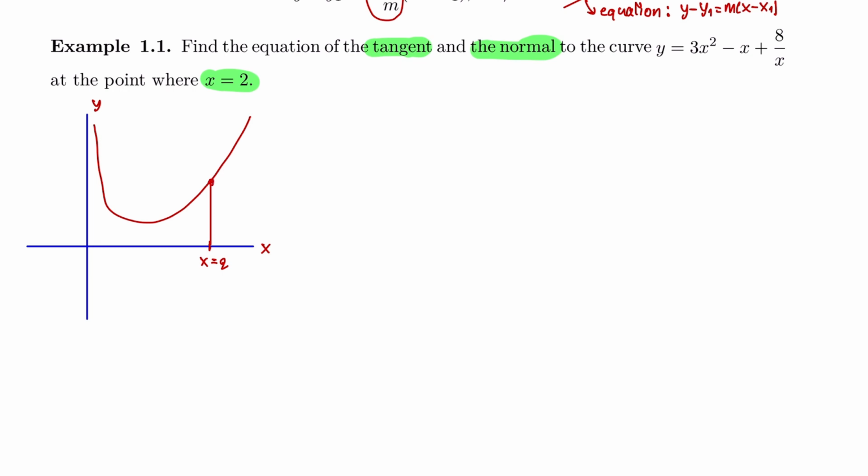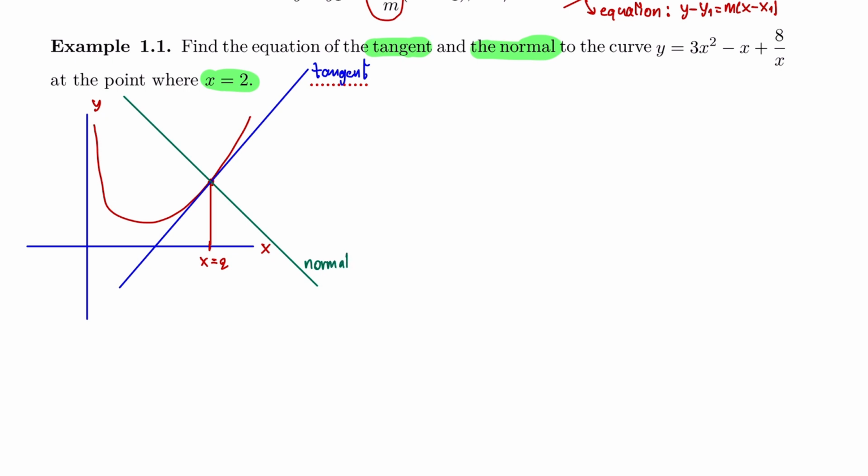Let's write down the tangent. The tangent line looks like this, right? So it must touch this graph with this equation at the point x equal to 2. And then we have the green line, which is the normal, and the normal must be perpendicular to the tangent at the point where x equal to 2. So this is our tangent. This is our normal. The green line is called the normal.